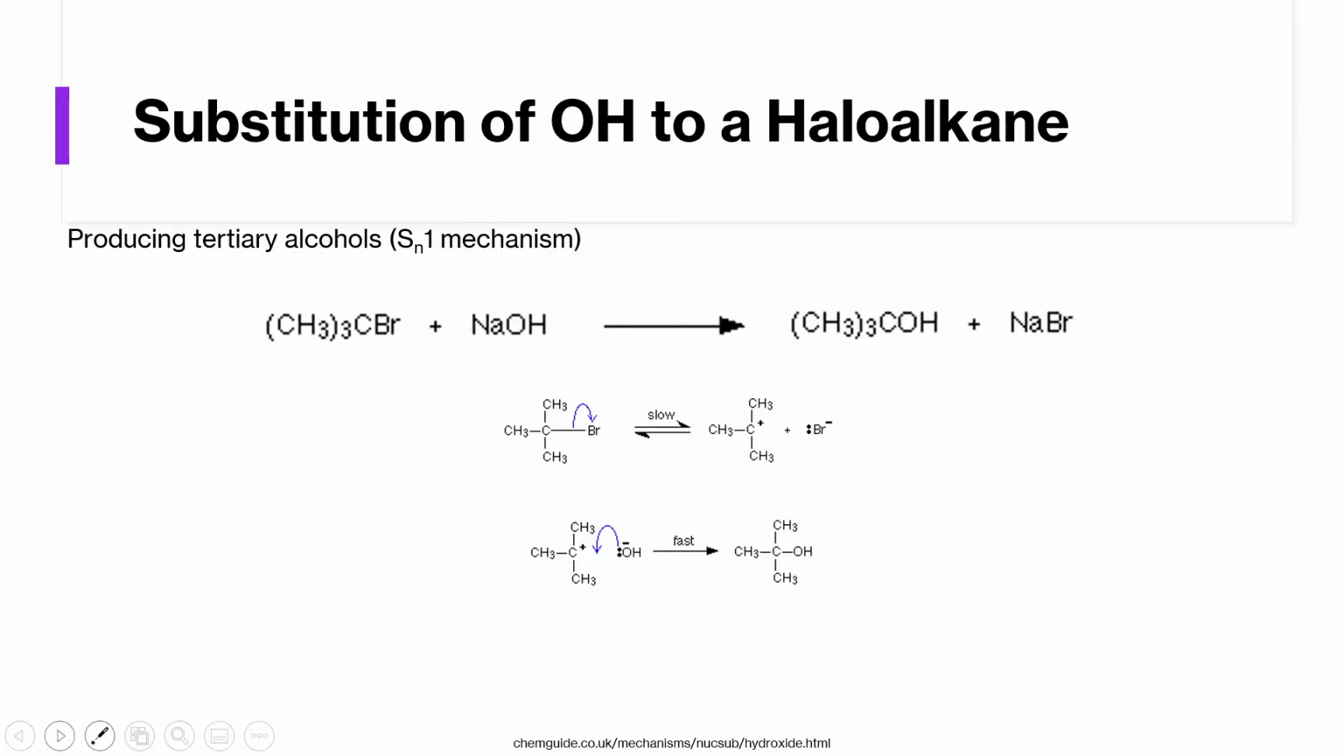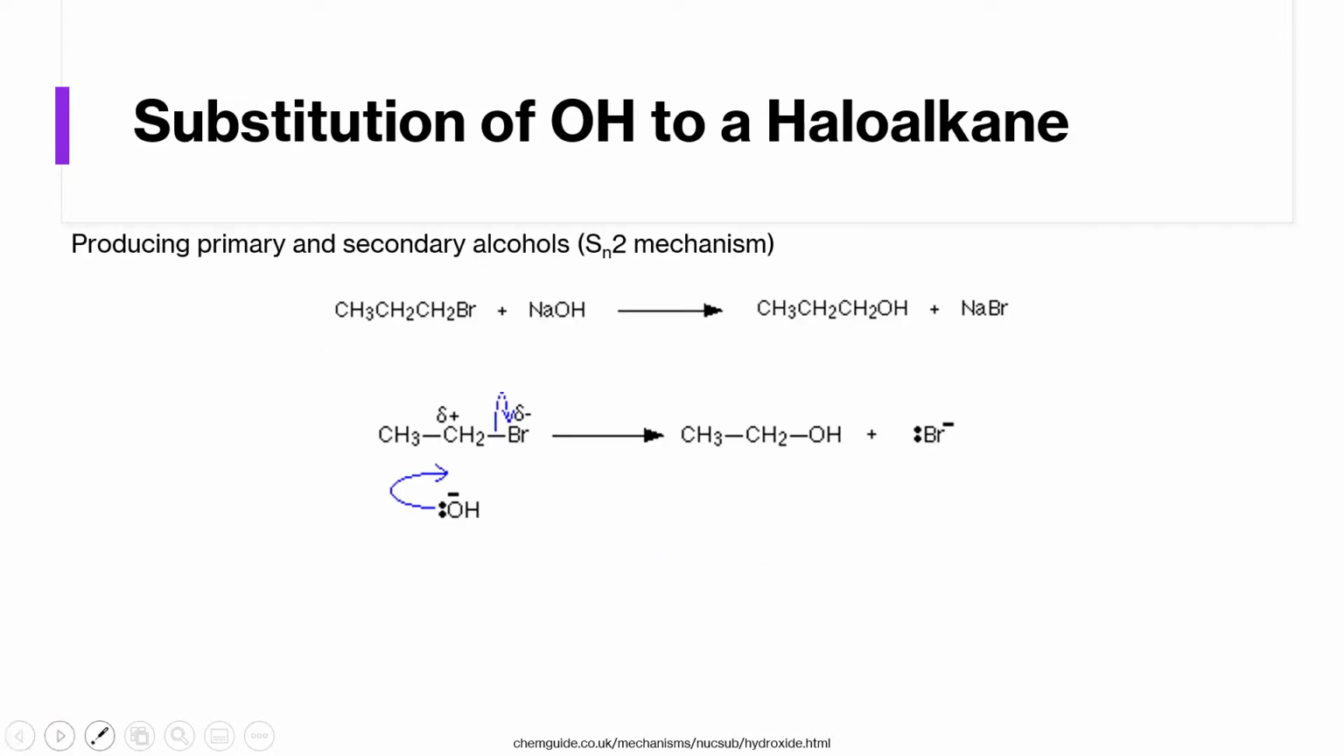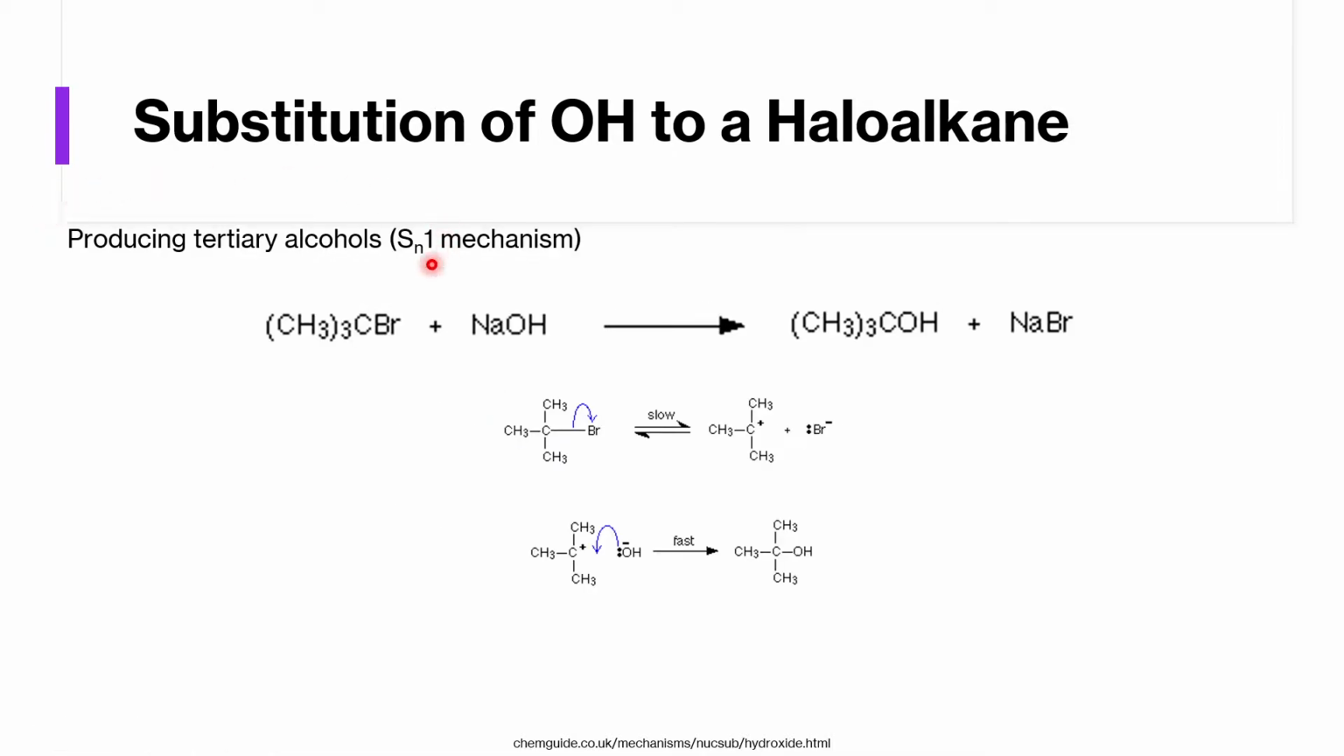Let's get into it. Now the first reaction that I want to look at is a substitution reaction, so substituting on hydroxide to a haloalkane. Now there are two different processes which we can follow. One in which we produce a tertiary alcohol uses a thing called an Sn1 mechanism. It's a slightly different substitution mechanism, but you end up getting the same product. Essentially, you're removing the halogen and putting on an OH. So OH goes on, halogen goes off.